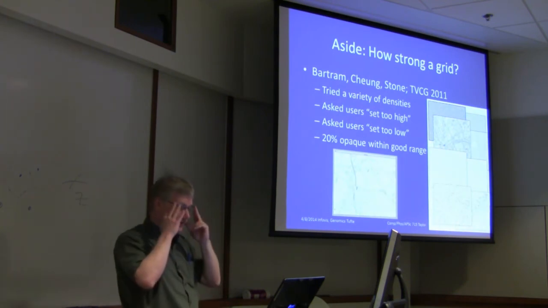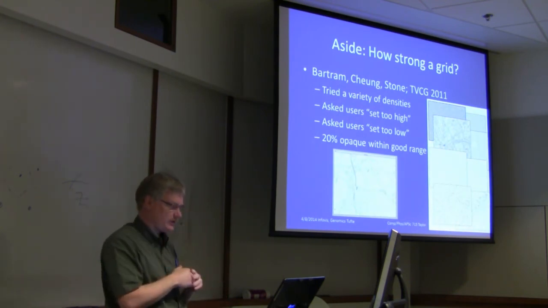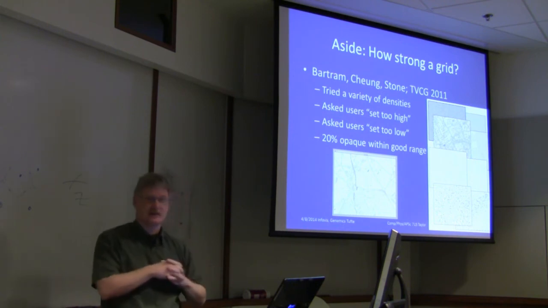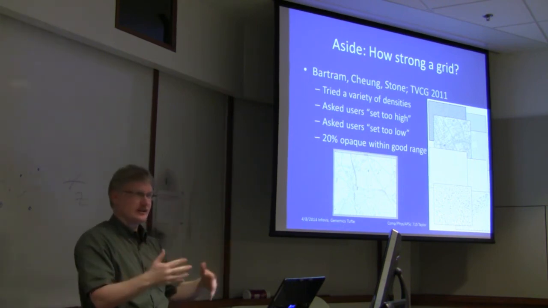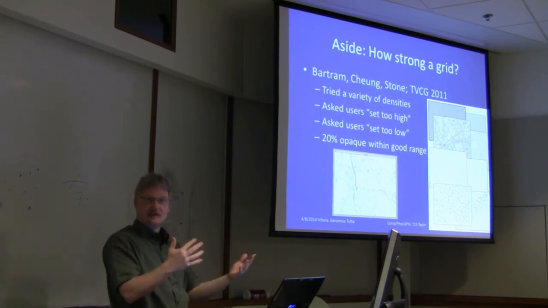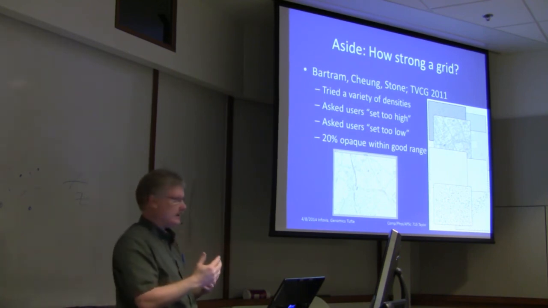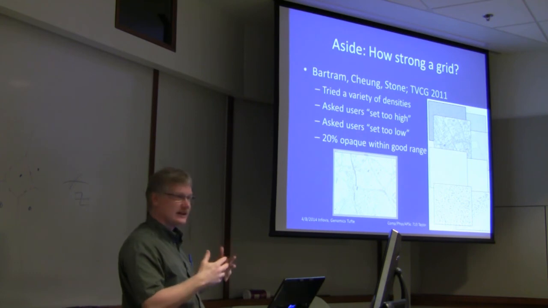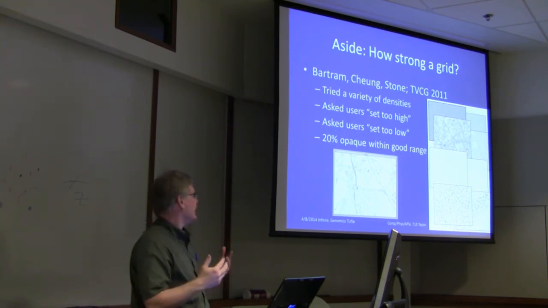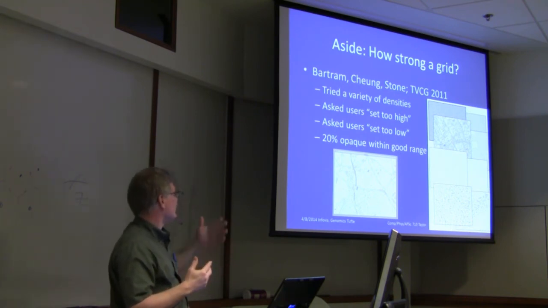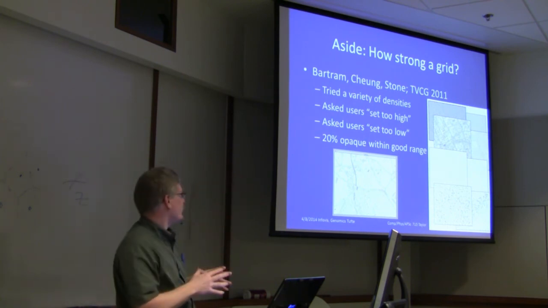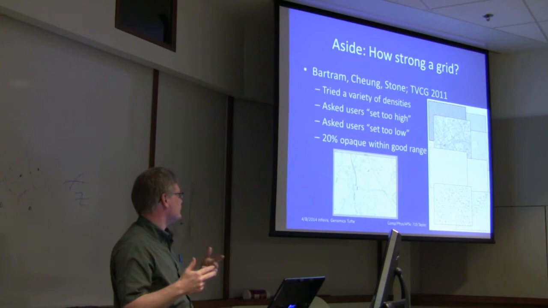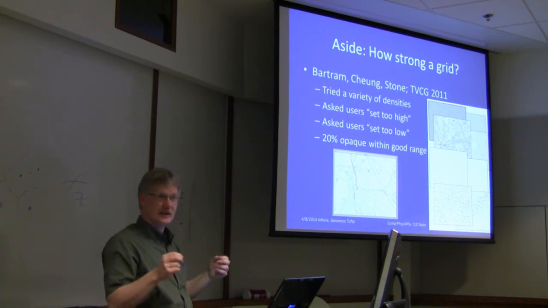So one interesting question is, if you're going to put in something, how strong of a grid? A group actually did a user study. They asked people, too strong of a grid, too light of a grid, or just right, and they tried a bunch of different data sets and a bunch of different layouts. Their basic answer was, is it too high, is it too low, or is it okay? And across a very wide range, 20% opaque was within the good range.